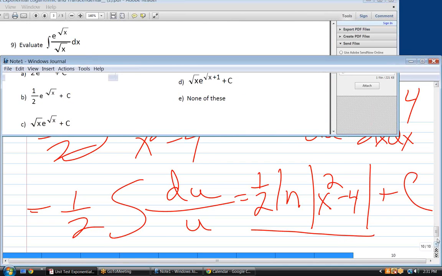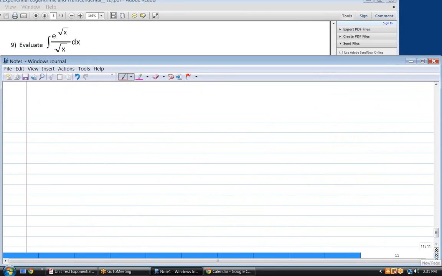This is a little tricky. I saw a problem just like this on the AP Calc AB exam.